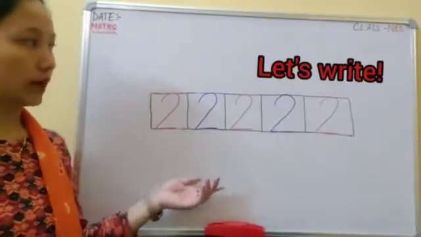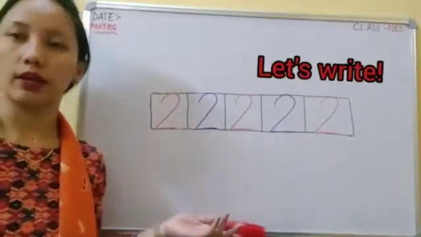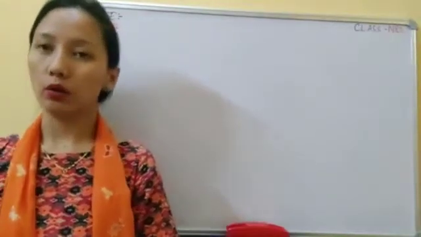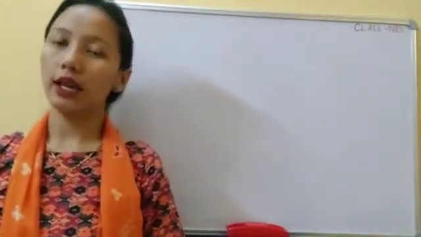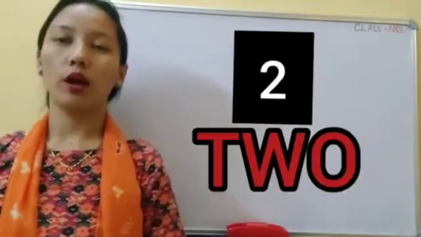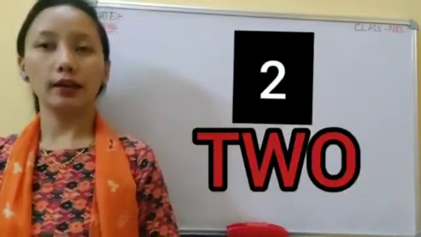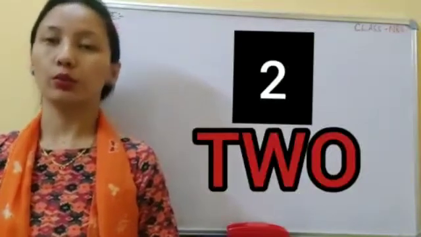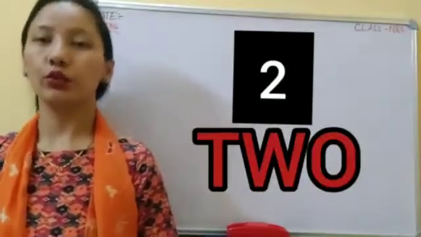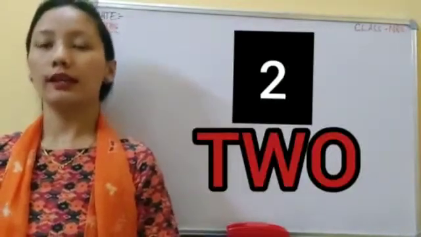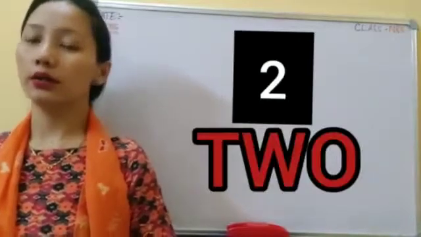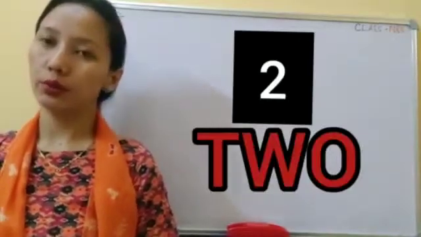And students, you will write inside the box. Okay? Students, number 2 has a word, that is T-W-O. 2. Say it again. T-W-O. 2. That's the word 2. Okay? Yes. Students, now you have learned how to write number 2.